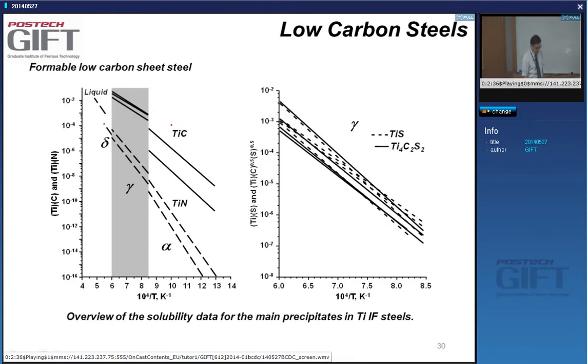that the nitrides of titanium are much less soluble than the carbides, yes? And the reason why you have to wait for the formation of titanium carbide until you are in ferrite is the drop in solubility, yes? When you go from gamma to alpha, there's a serious drop in solubility of the titanium carbide and you form precipitates.